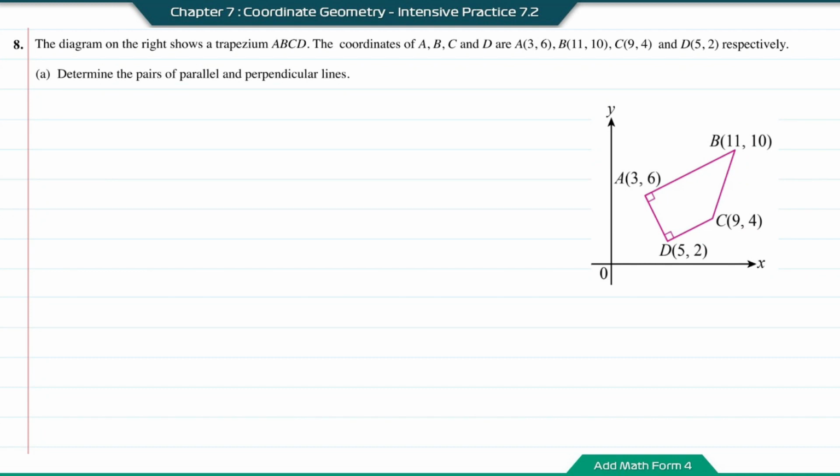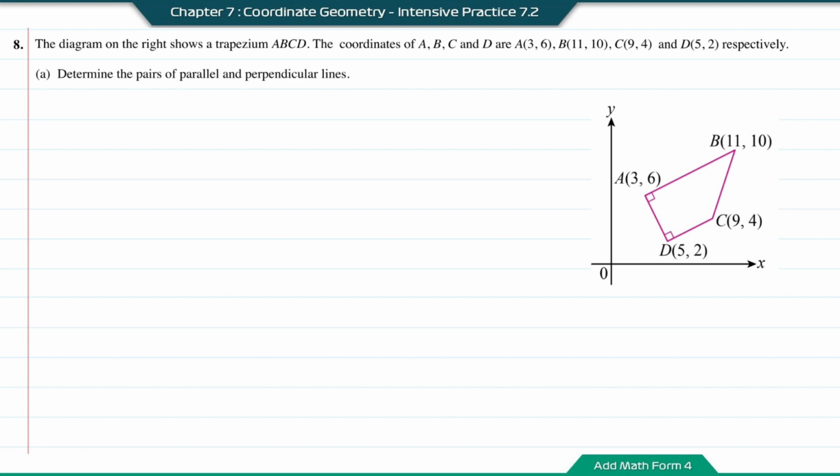Question number 8. The diagram on the right shows a trapezium ABCD. The coordinates of A, B, C, and D are A(3, 6), B(11, 10), C(9, 4), and D(5, 2) respectively. Part A: determine the pairs of parallel and perpendicular lines.